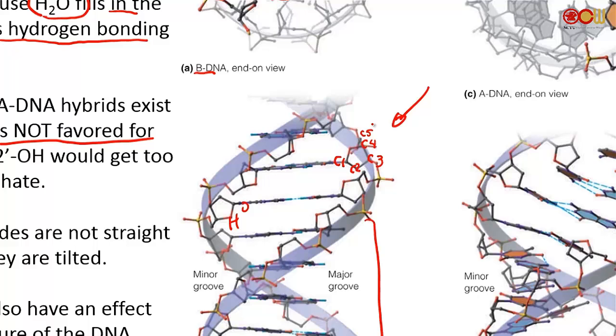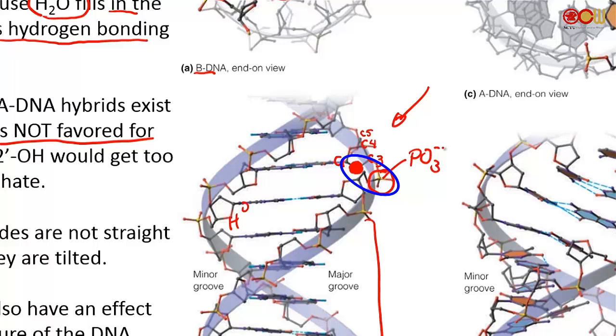So this is B form, right? Where's C2? C2 is right here. This thing is the phosphate. Since C2 is right here, the phosphate is right there. For DNA, that's fine. DNA doesn't have an OH right here, so they don't get too close.